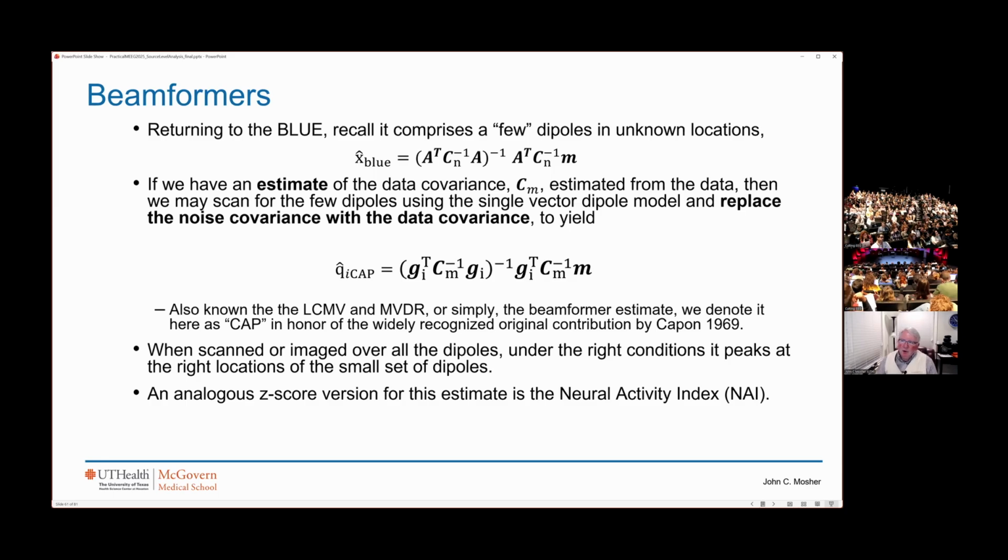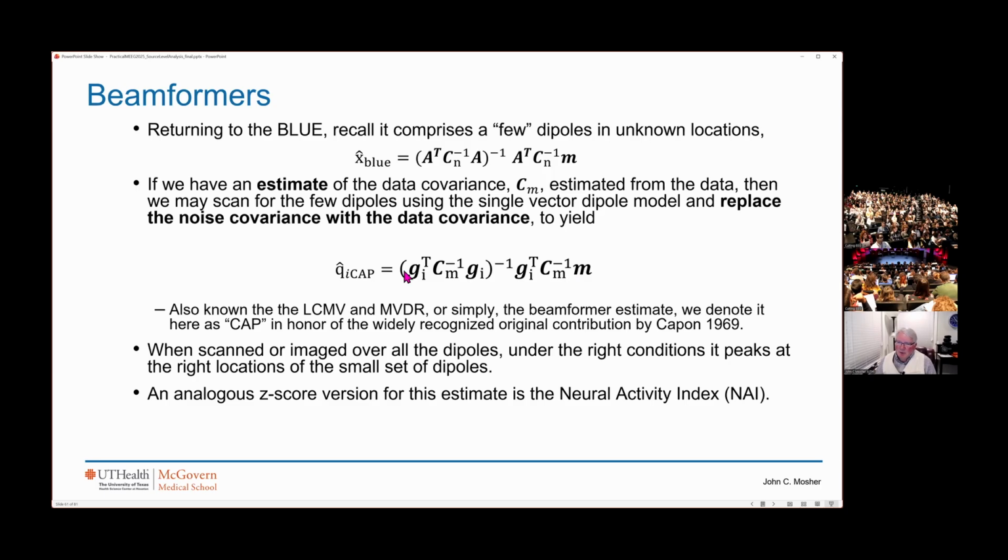If we go back to the blue, recall that it comprises a few dipoles in unknown locations. I still haven't told you how to find those. But if we have an estimate of the data covariance, not the model, but the estimate of data covariance estimated straight from the data, then we can scan for a few dipoles using the single vector dipole model and replace the noise covariance with the data covariance to yield what is known as the LCMV, linearly constrained minimum variance, or the MVDR, minimum variance distortionless response. Out in the beamformer community, they call this the Capon estimator because Capon actually came up with this in 1969.